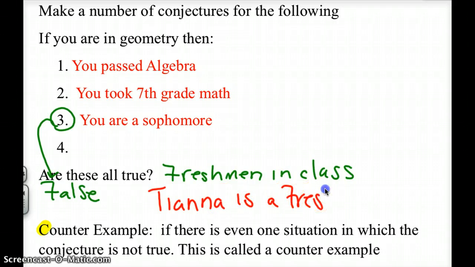You can't just say, hey, there are some freshmen in class, but you need to give an example. Or maybe you're saying, I have a junior in class, and give the name of that junior. So you need to give a specific example, not just a general example.